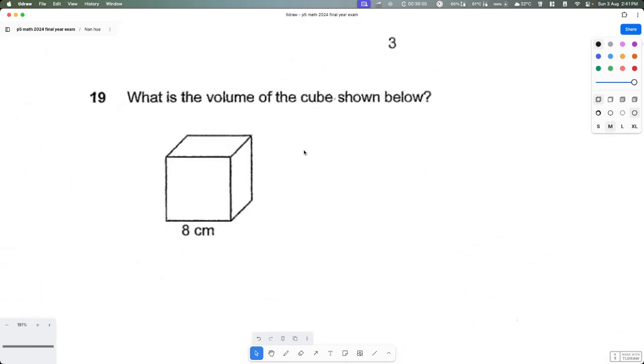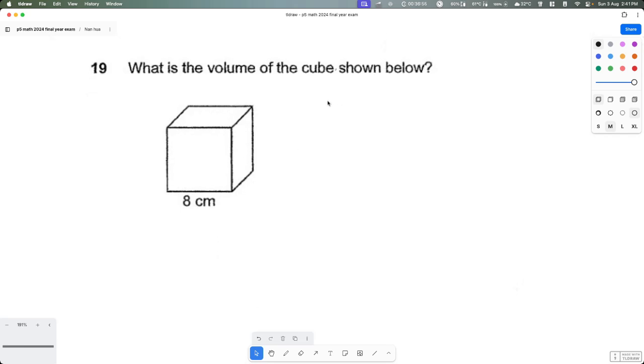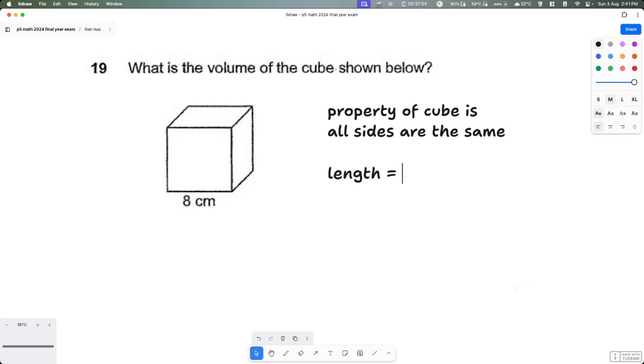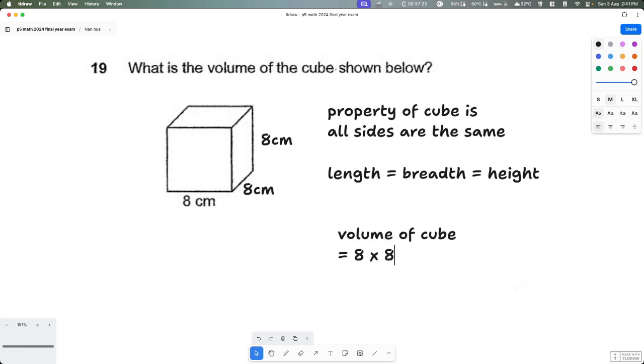What is the volume of the cube shown below? It is 8 centimeters. The property of a cube is that all sides are the same. So that means length is equal to breadth is equal to height. So in this case, this is also 8 centimeters, and this is also 8 centimeters. So that means the volume of the cube is equal to 8 times 8 times 8.